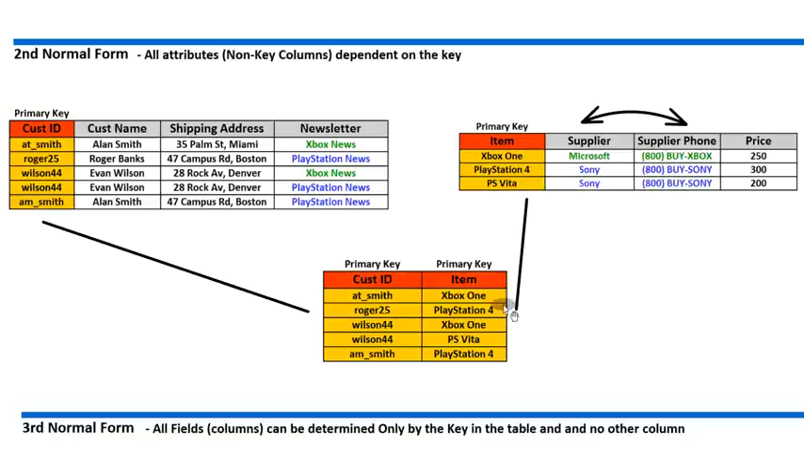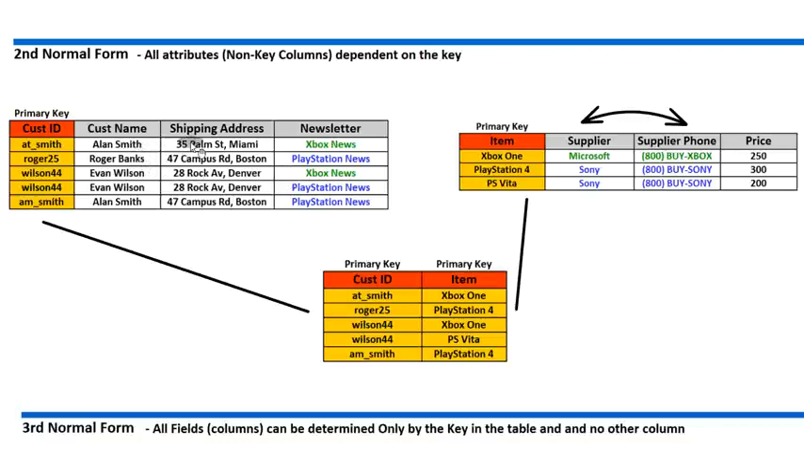If I would add more items here, like a camera for PlayStation, a camera for Xbox, controller, blah blah blah, you would notice that Microsoft, Sony, and their phone numbers keep repeating. So if I would have to change the phone number, I would have to change it in a lot of different places, and it's not normalized properly. How about here?